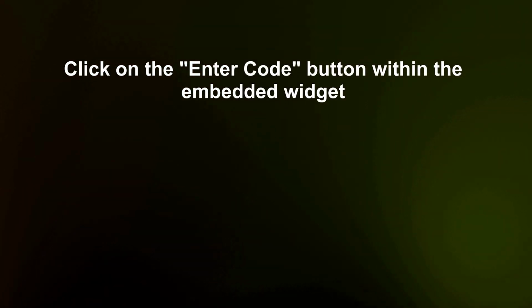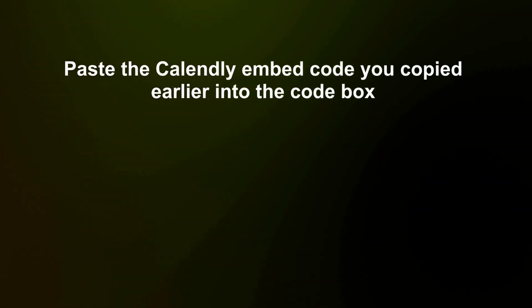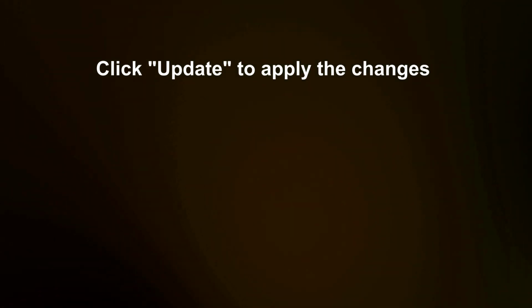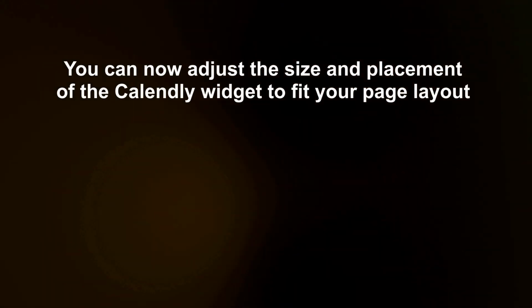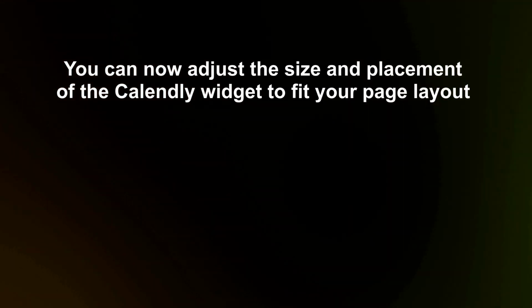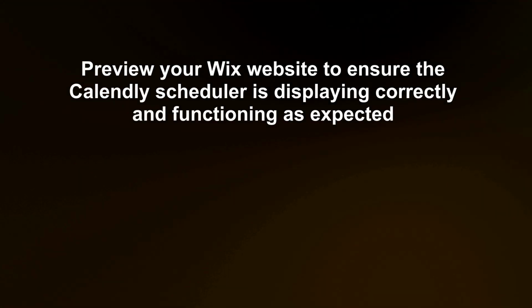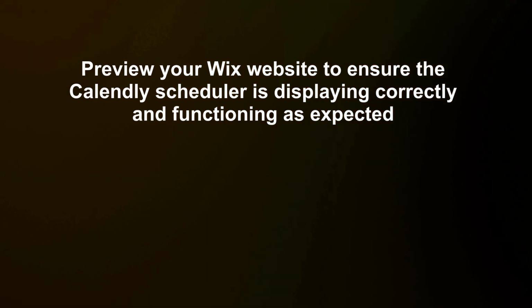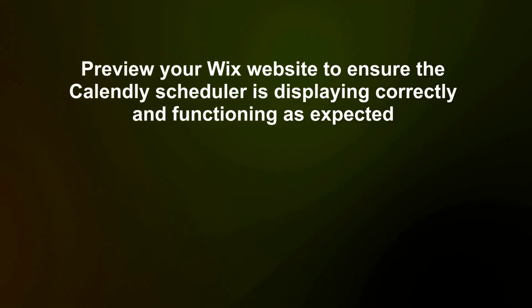Click on the Enter Code button within the embedded widget. Paste the Calendly embed code you copied earlier into the code box. Click Update to apply the changes. You can now adjust the size and placement of the Calendly widget to fit your page layout. Preview your Wix website to ensure the Calendly scheduler is displaying correctly and functioning as expected.